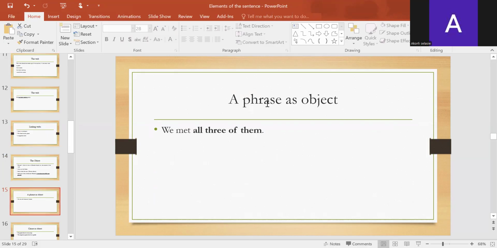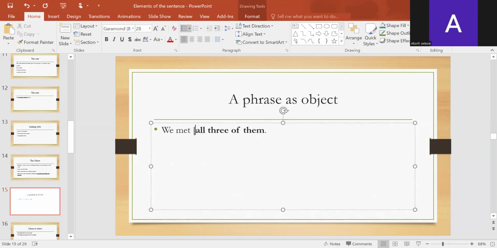Now, it's possible to also have a phrase as object. We met all three of them. You see, what appears in brackets here is an object. We met them. Like I was telling you, if the group of words can be replaced by a pronoun, then it's likely that you are able to get what is called an object or subject. So we can say we met them.